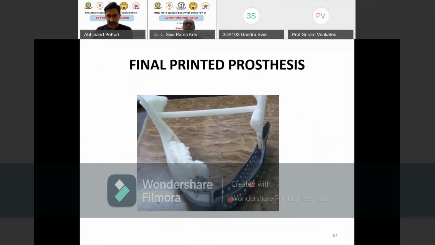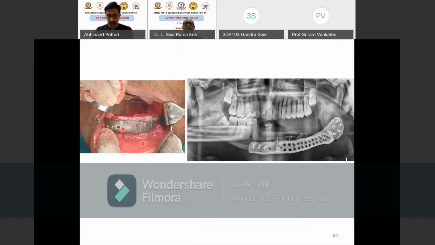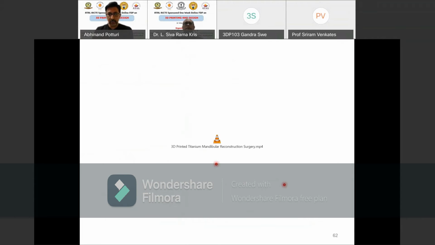This is a 3D printed titanium in place of this bone, which is gone missing because of a tumor, which was done for a patient. See how this titanium mesh will go and sit. I'll just show you this video.